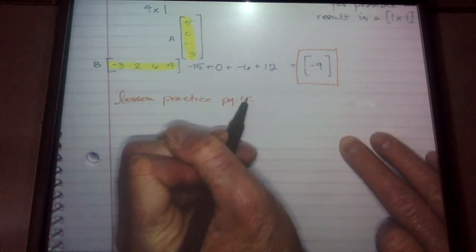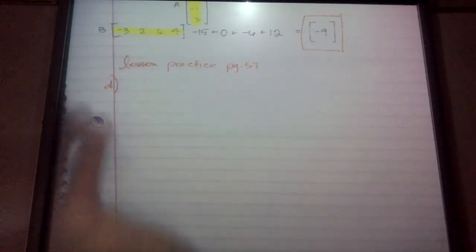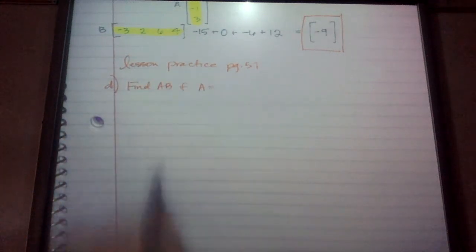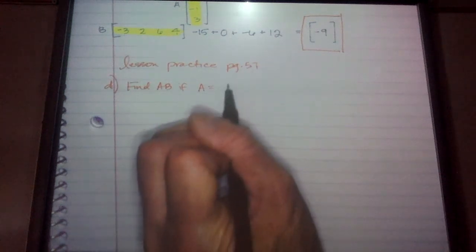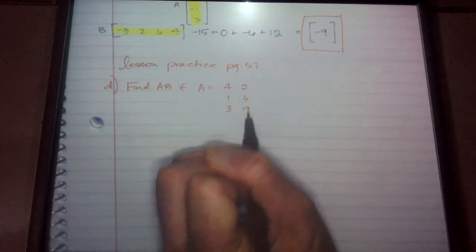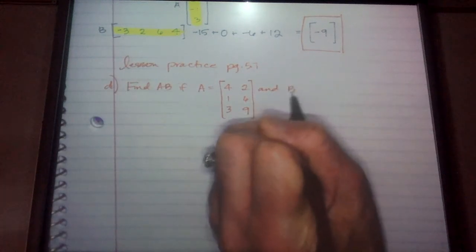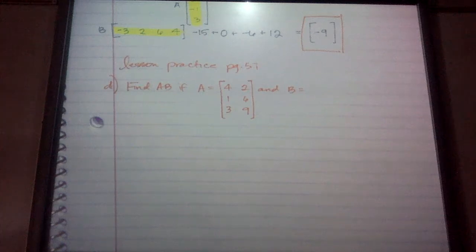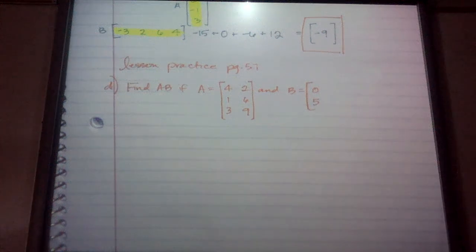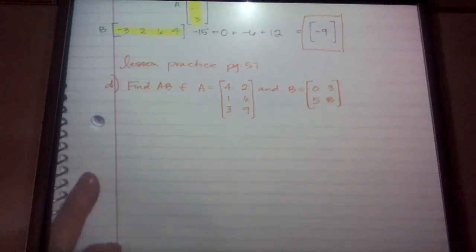Alright, so page 57, we're going to pick up where we left off, which would be D. Find AB if A equals, the first column is 4, 1, 3. The second column is 2, 6, 9. And B equals, and I'm going slow on this one because it's a tougher topic, okay? So try one of these. If you can do it, you're good to go. If you can't, keep working with me in this video.